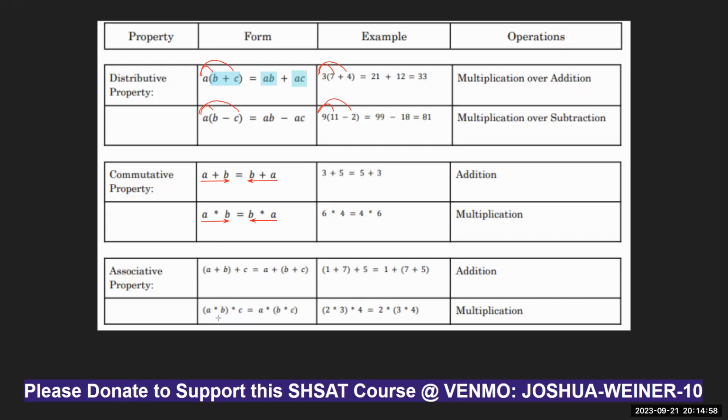This also works for multiplication, the associative property. In the problem with the cubes in the rectangle storage prism, we had 2 times 3 times 4. So you could do 2 times 3 first, which is 6, times 4 is 24. Or you could do 3 times 4 first, which is 12, times 2 is also 24. Okay, so that was the associative property.